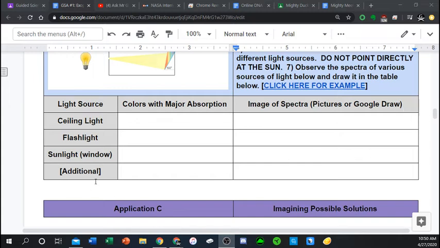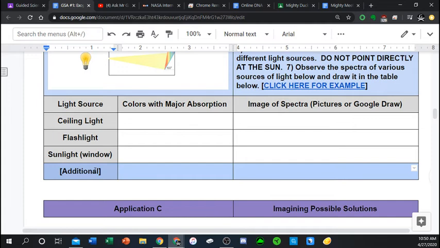All right? Try ceiling light, try a flashlight, try sunlight through a window, and then for 4 points out of 4, find me something additional on your own. A candle. I think that could work. If you have a street light nearby during night, you can try a street light. Moonlight is just sunlight, so don't bother trying to use a full moon.